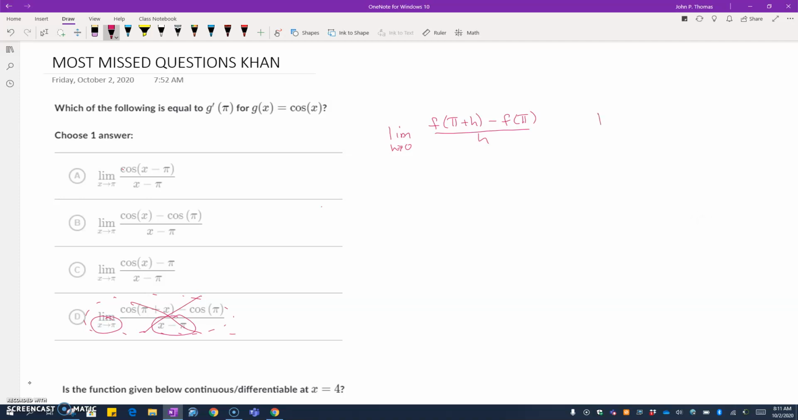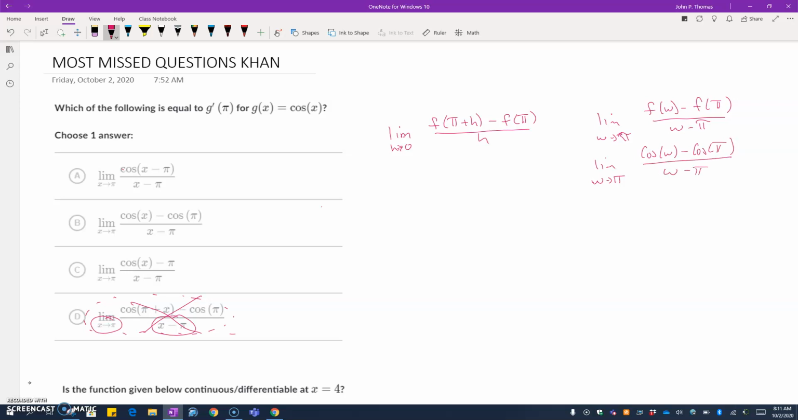So then we're going to look at the alternate definition, because none of the others really matched up with that. So w approaches x, which in our case is pi, and then we have f of w minus f of the x we're looking at, which is pi, all over w minus the x we're looking at, which is pi. So I'm going to go ahead and rewrite this with the cosine in there. So w approaches pi, cosine of w minus cosine of pi, all over w minus pi.